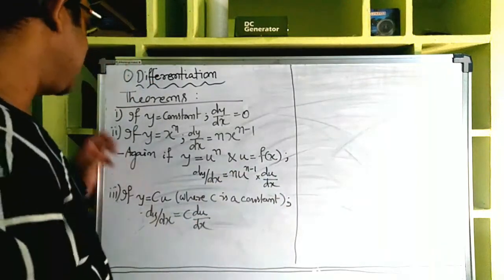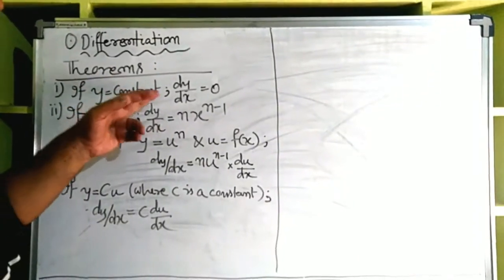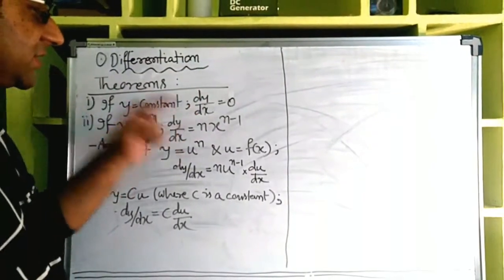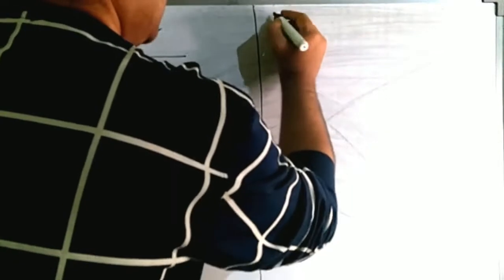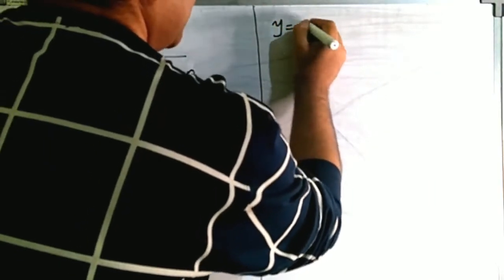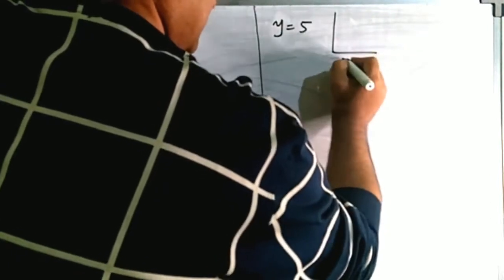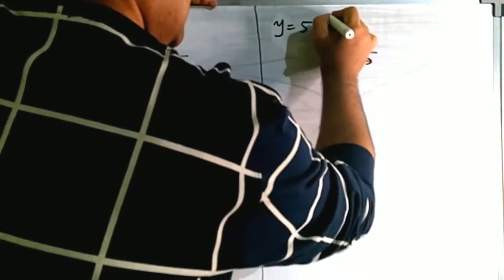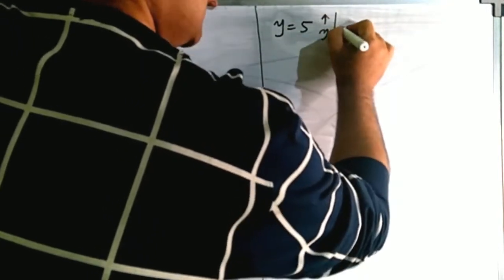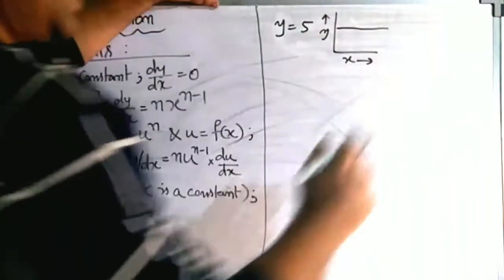Now we are going to see some theorems of differentiation. If y is equal to a constant, the differentiation of that constant with respect to any other variable is 0. For example, if y is equal to 5, let us say. Now, if we take a curve, with x along the horizontal axis and y along the vertical axis, and y is equal to 5, for any value of x, y is 5 only.